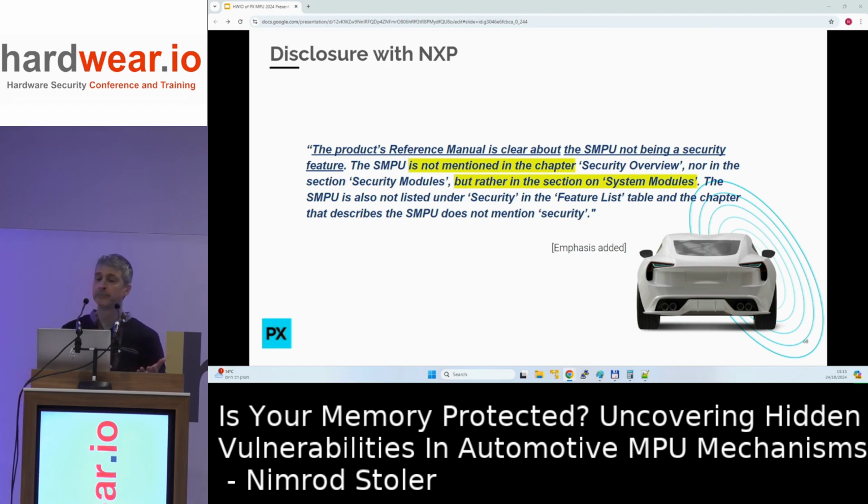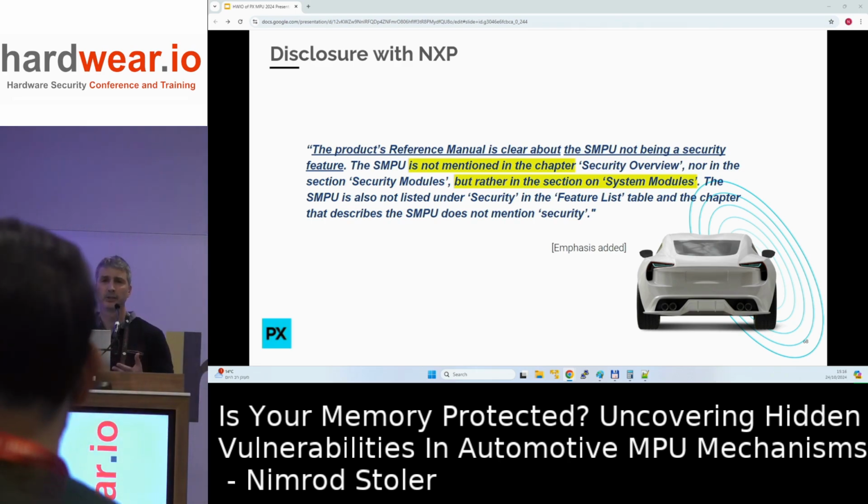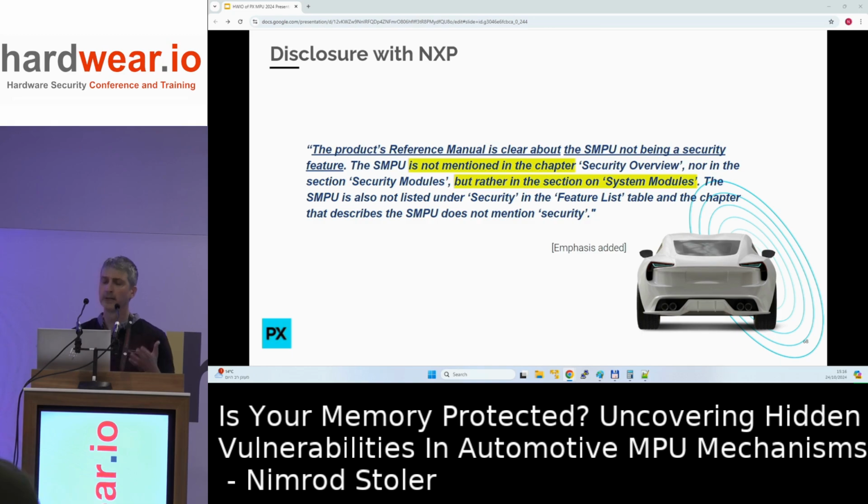Next was the NXP PowerPC chip. Again, we contacted NXP. After some back and forth correspondence, NXP acknowledged that documentation was not clear and said they would release a documentation errata. We're still waiting to see exactly when they publish it and what it's going to be. As was the case with STMicroelectronics, NXP also claimed that the SMPU is not a security feature. Again, I read from the slide quickly.